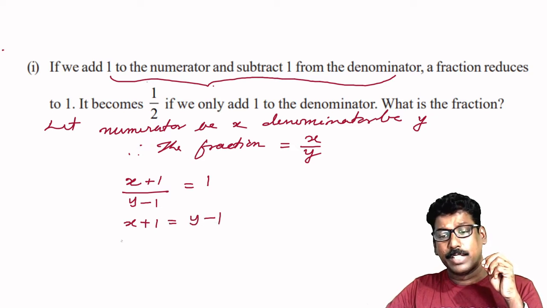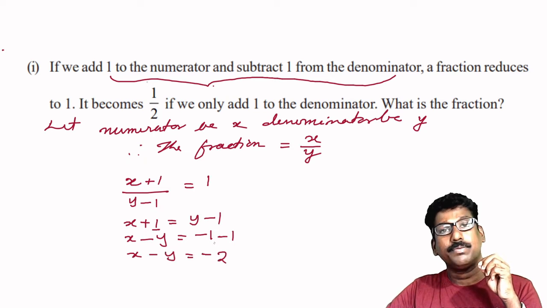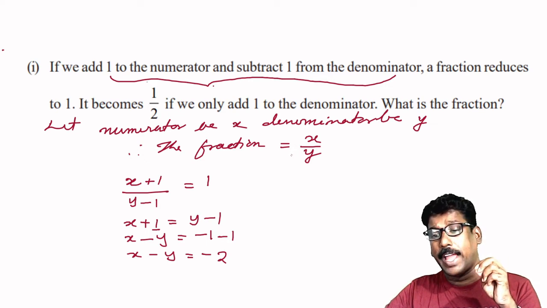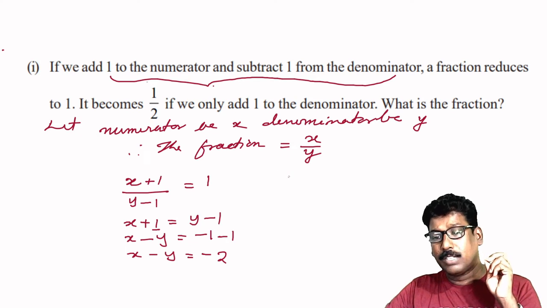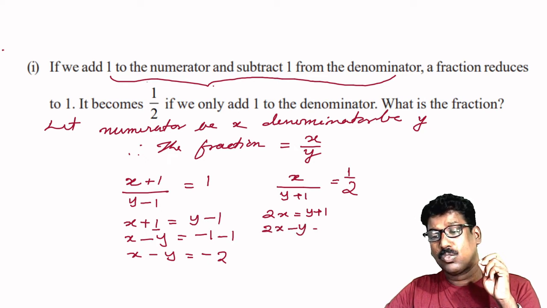That is x and y you take one side, that means y transpose to this side, x minus y, then 1 transpose to this side, that also minus 1. That means x minus y is equal to minus 2. Now what is the second condition? It becomes 1 by 2 if only add 1 to the denominator. So numerator will remain same and denominator will be y plus 1. Then it will be 1 by 2. Do cross multiply. 2x is equal to 1 into y plus 1, is y plus 1. That is 2x minus y is equal to 1.